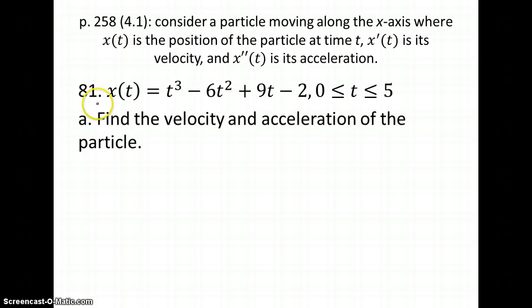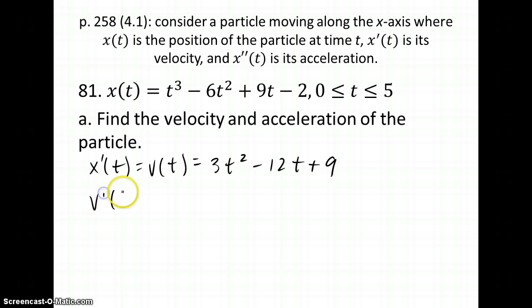Okay, so the directions for number 81. Consider a particle moving along the x-axis, where x of t is the position, x prime is the velocity, and x double prime is the acceleration. So here's the function. Find the velocity and acceleration of the particle. So you guys are good at that. First derivative is the velocity function, 3t squared minus 12t plus 9. And we know that derivative of velocity is acceleration, 6t minus 12.